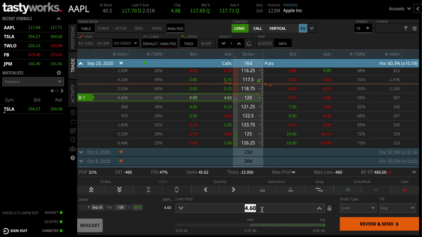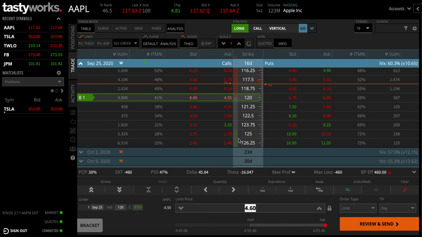Your reward is limited, but you are also risking less money. Here you are risking 460. If it doesn't reach 120 by expiration, you make nothing, so you lose everything. But on the other side, if it goes to 150, you make $30, so 3000 minus 460, you make almost 2600. So there's a good upside too.